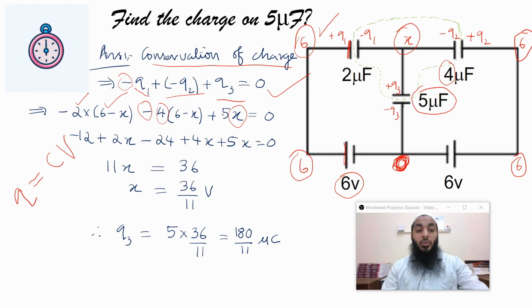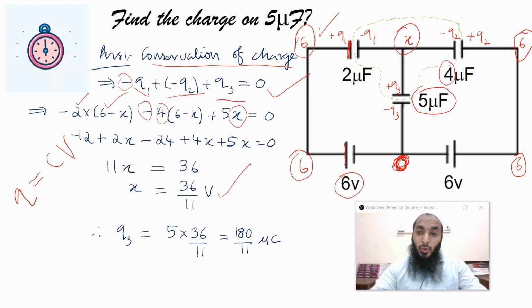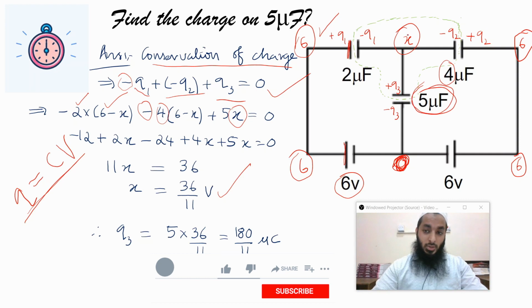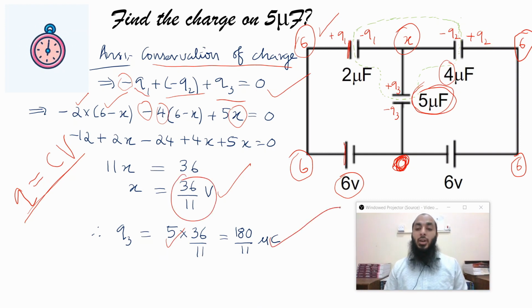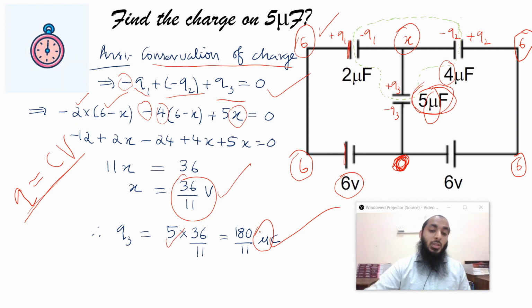Now let's proceed. If I open the brackets, I can simplify, and finally I'll find x is equal to 36 divided by 11 volts. And we want to find the charge, so we can apply this equation again. Q is equal to CV. So the charge stored by the 5 microfarad will be C, which is 5, into x minus 0, which is x, which we already found, and that will come out to be 180 divided by 11 microcoulomb. Now don't forget this micro, because we have not converted the microfarad into farad, so the charge will be in microcoulombs. Hope it is clear.